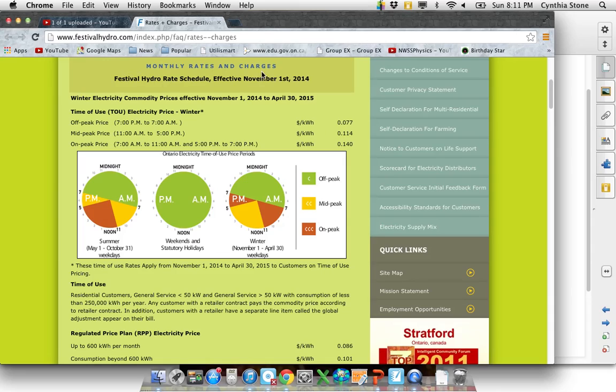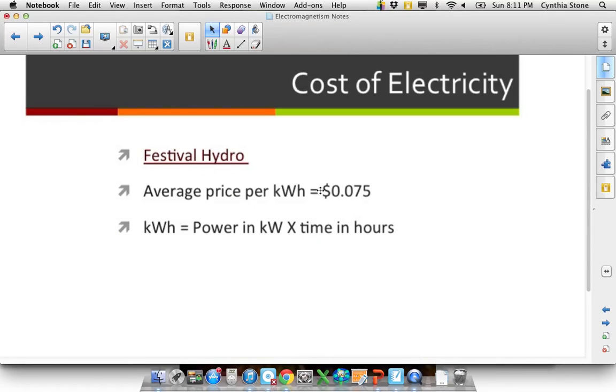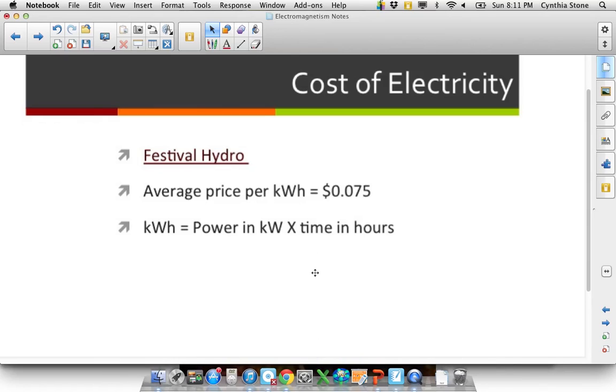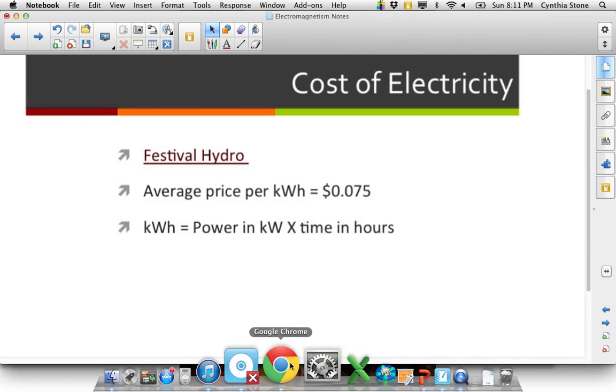I think they just changed them, actually. Anyway, I use the wrong number, but if you were going to actually figure out a cost for running a device, you would have to go to the website and you can get that number, okay?